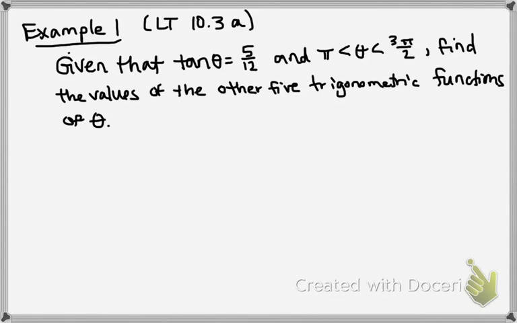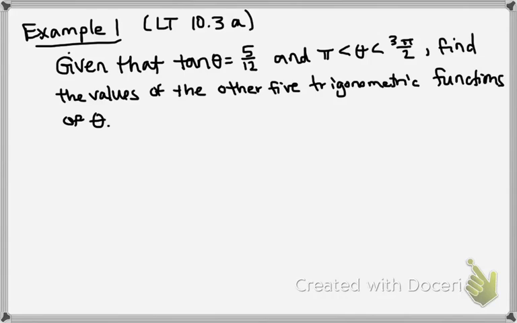Now let's look at an example of the first learning target, which uses some of these identities in order to find different trig values. In this case, they say, given that the tangent of theta is 5/12 and that theta is between pi and 3 pi over 2, find the values of the other 5 trigonometric functions of theta. Okay, so they give us tangent, we have to find the rest.